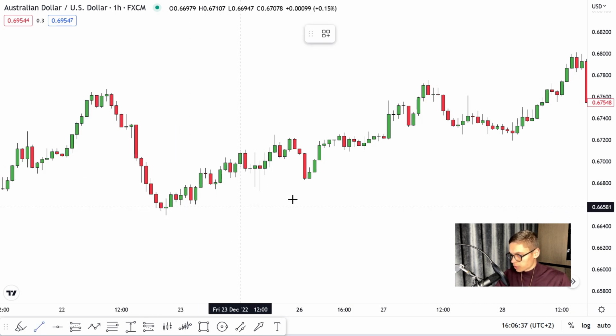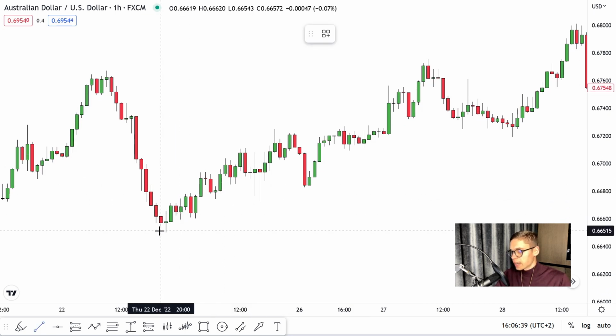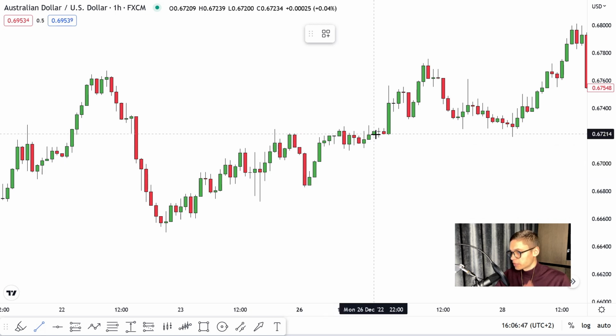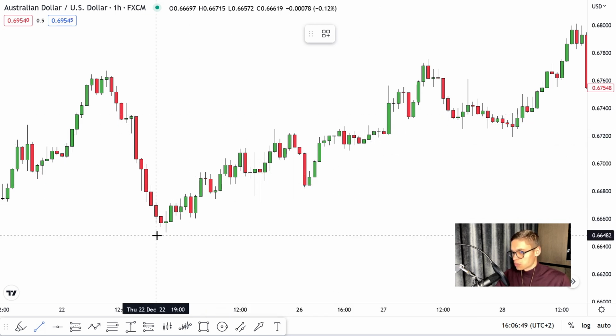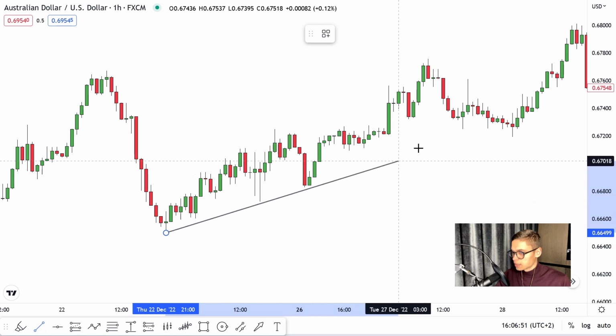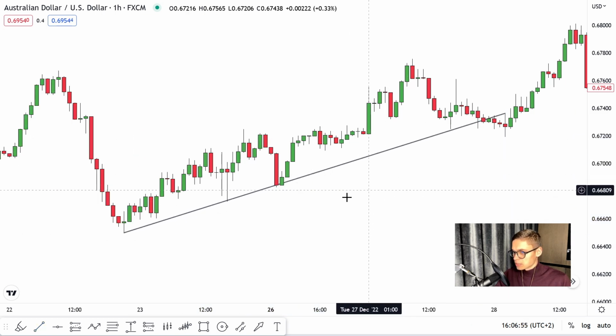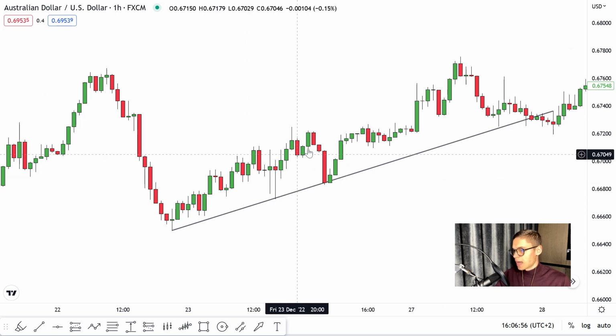Now, a bullish trend line is simply connecting the lows of the price. So for example, we have our low here, then we have our second low, our third low, our potential fourth low, and so on. So let's mark a trend line just connecting these dots over here. And as you can see, we have a great valid trend line.